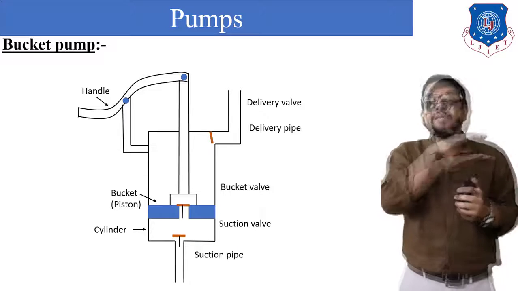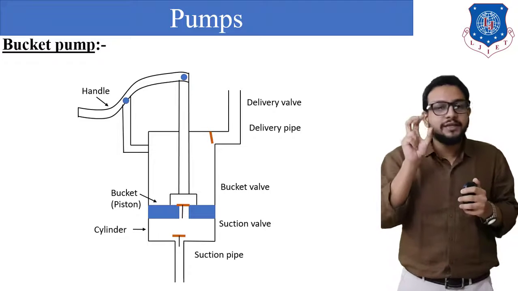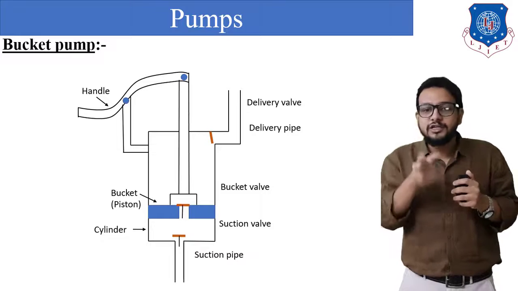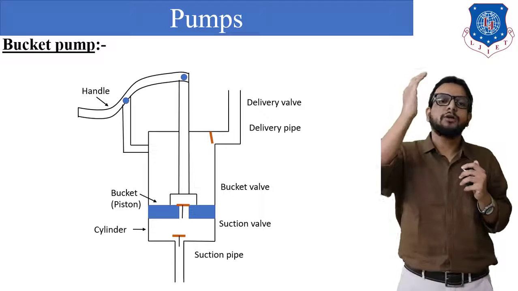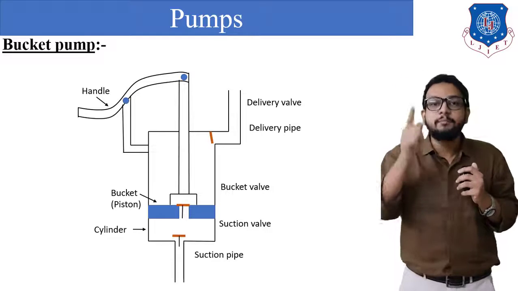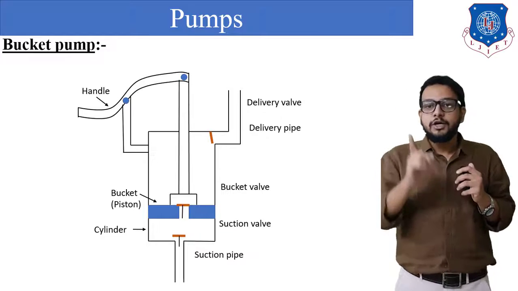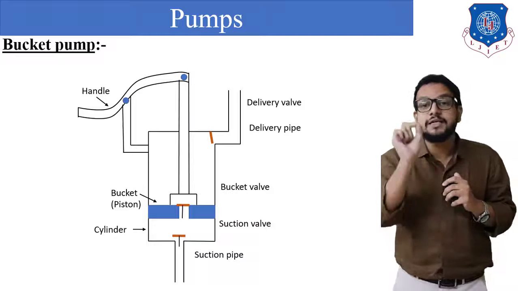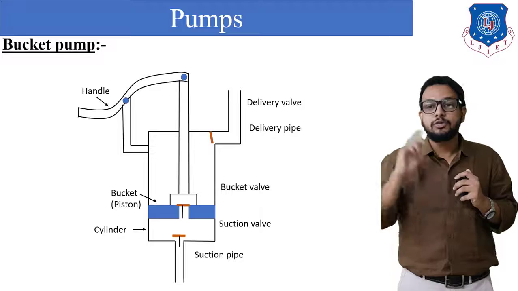The suction valve will be closed, but the bucket valve which is provided within the piston will be lifted up, as a result of which, due to pressure difference, water on the bottom side of the piston will be transferred to the top side of the piston when the piston moves in a downward direction. Remember, during a downward stroke, transfer of water is happening from the bottom side of the piston towards the top side through the bucket valve.